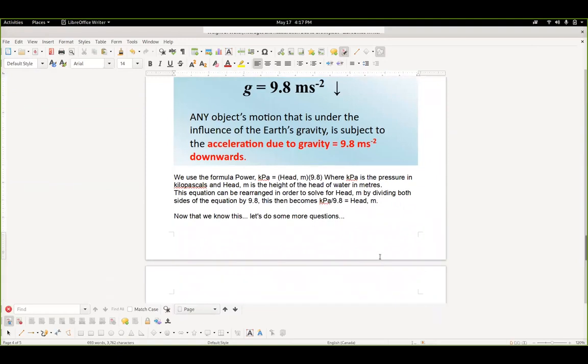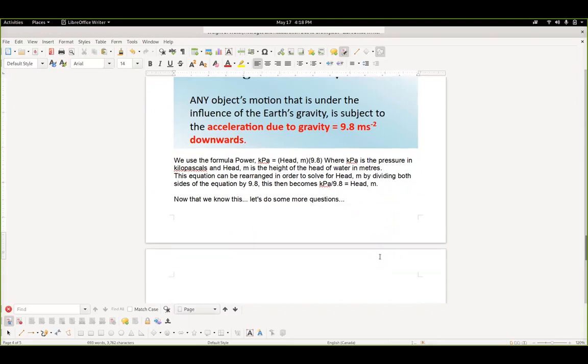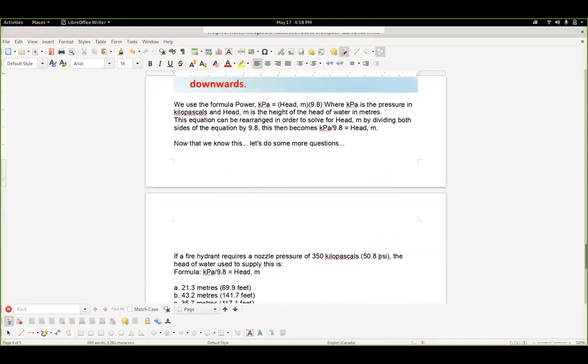So we use the formula kPa equals head in meters times 9.8, where kPa is the pressure in kilopascals and head in meters is the height of the head of water in meters. This equation can be rearranged to solve for head in meters by dividing both sides by 9.8. This then becomes the kilopascals of pressure divided by 9.8 equals the head in meters. So now that we know this, let's do some more questions.